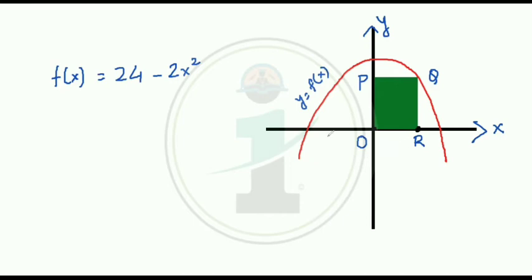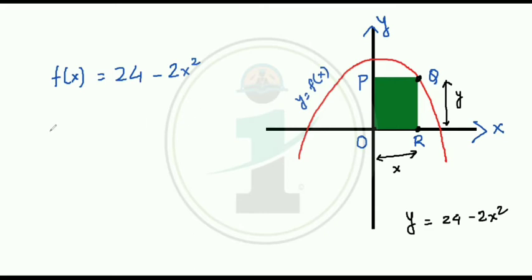So what I do, I'll take the length of OR to be x, and I'll take the length of QR to be y. So if OR is x and QR is y, and since the point Q lies on the curve y equals f(x), I can write y equals 24 minus 2x squared.